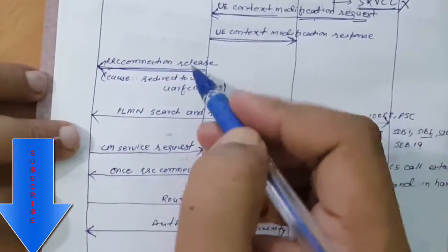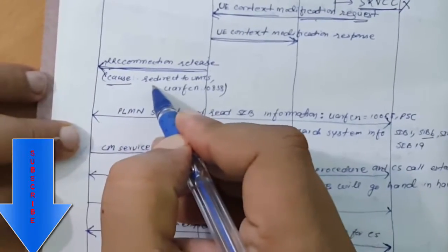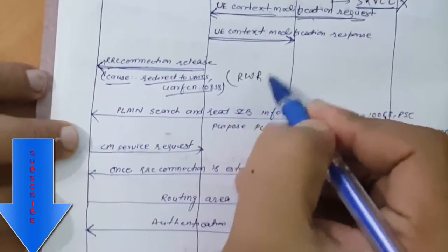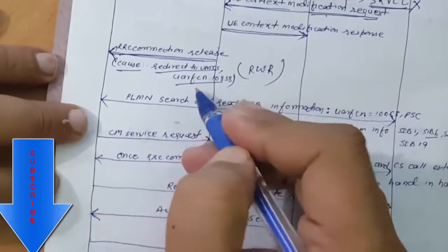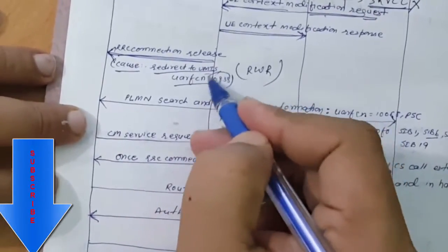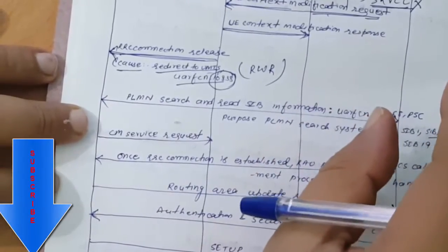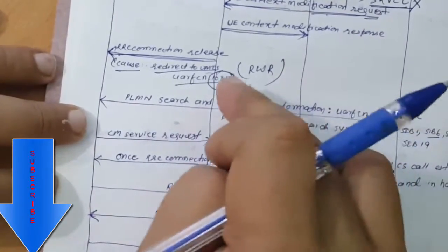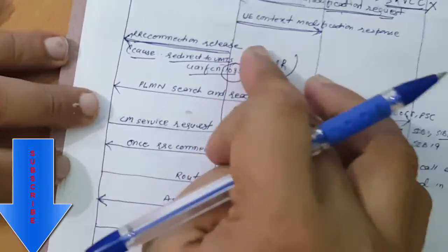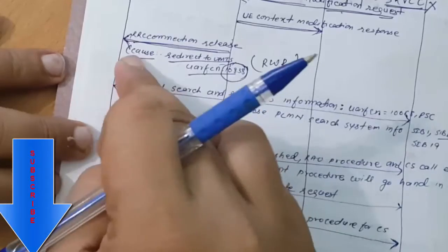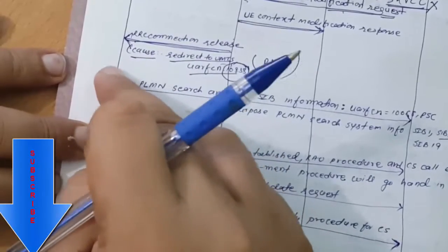In the RRC connection release message, there is an important parameter: redirect to UMTS. You can say it is the RWR, redirection to the UMTS network. The UMTS UARFCN is also in the RRC connection release, and the UARFCN number is mentioned there. When the UE receives the RRC connection release message from the eNodeB, the UE will release the RRC connection.